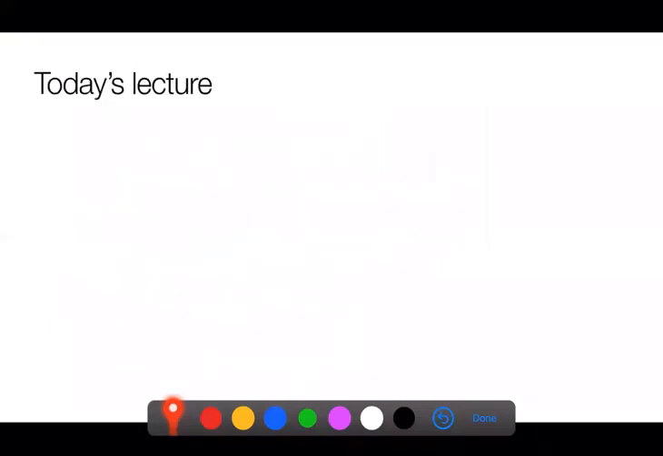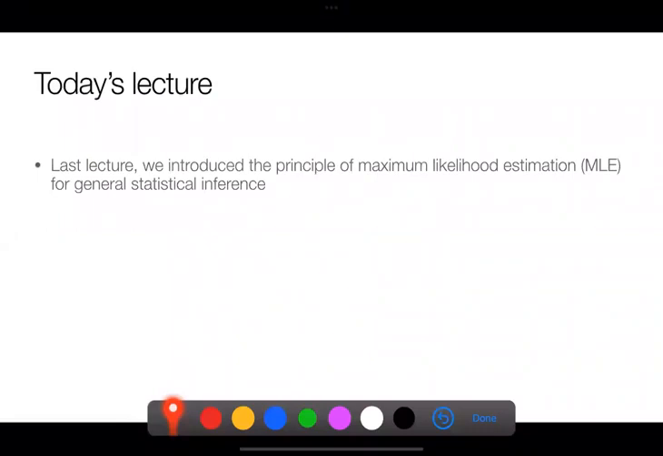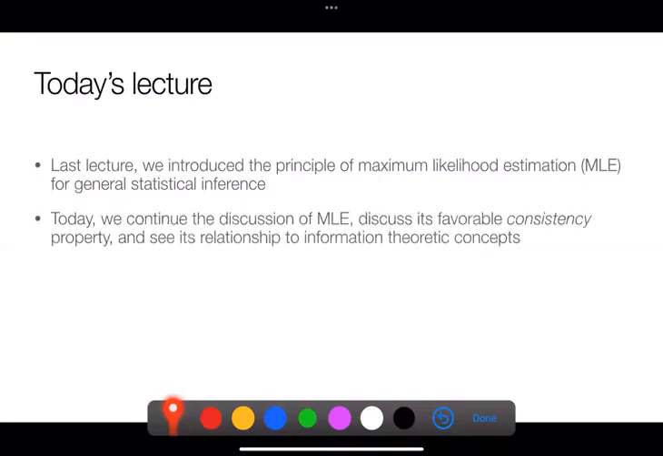Okay, so what is today's lecture? Well, in last lecture and also just now, we introduced MLE, which is essentially a principle or a tool for statistical inference, and we gave an example of how that might actually look. Today, we'll continue this discussion, talk about some more properties that MLE enjoys, which are kind of nice, at least theoretically, and also see its relationship to certain information theoretic concepts.